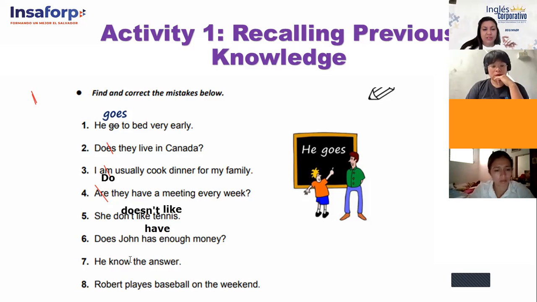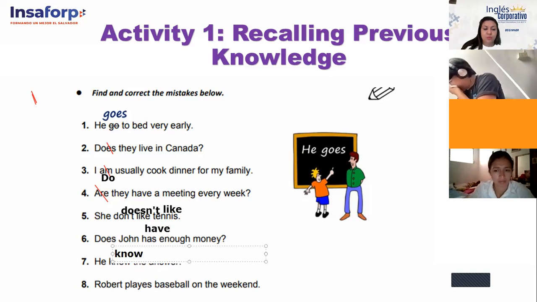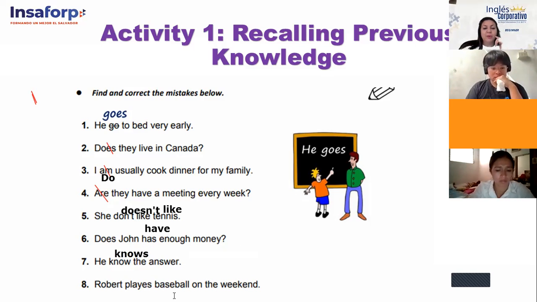He knows the answer. What's the correct form? Knows. Exactly. He knows. We add the S. He knows the answer because it's he, third person. Robert plays baseball on the weekend. What's the mistake? The E. Exactly. It should say only Robert plays. Robert plays baseball on the weekend. Okay? Those are the correct forms. Good. Any questions on these? Not yet.